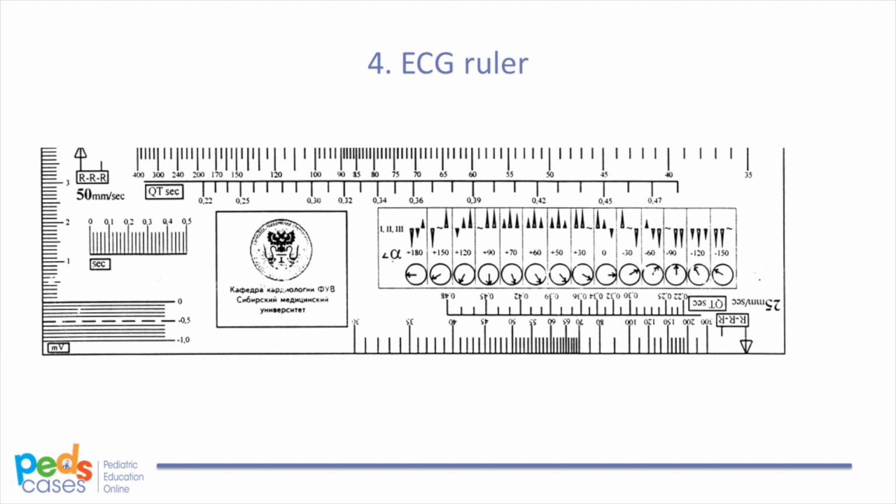Finally, an ECG ruler is another quick and easy way to measure the rate if it's available.